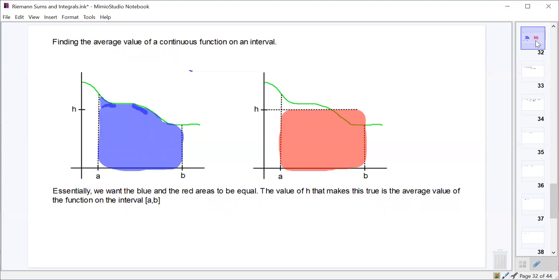Effectively what we're doing is we are trying to find a height of this function that occurs somewhere between A and B, so that if I were to find the area of the rectangle made by a length of B minus A and a height of H, the area of that rectangle would be identical to the exact area underneath the curve from A to B. That generally make sense?